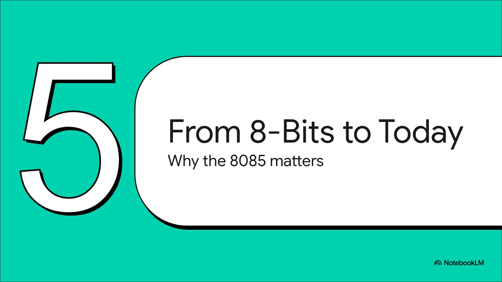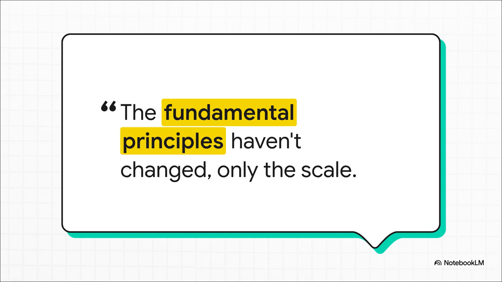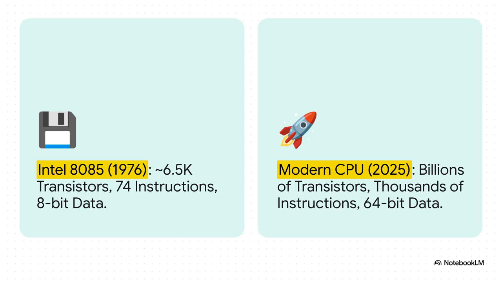All right, let's pull back and look at the big picture, from 8 bits to today. So why does learning about this 40-plus-year-old chip still matter so much? It really all boils down to this one single, powerful idea. The fundamental principles haven't changed at all. Only the scale has. Okay, you remember that number I told you to burn into your brain? 6,500 transistors? Now, look at the jump. From about 6,500 transistors to billions of them. From a vocabulary of just 74 simple instructions to literally thousands of them. We went from handling tiny 8-bit pieces of data to giant 64-bit chunks. The difference in power is just astronomical. But the DNA, those core ideas of move, add, and jump, they are still exactly the same.